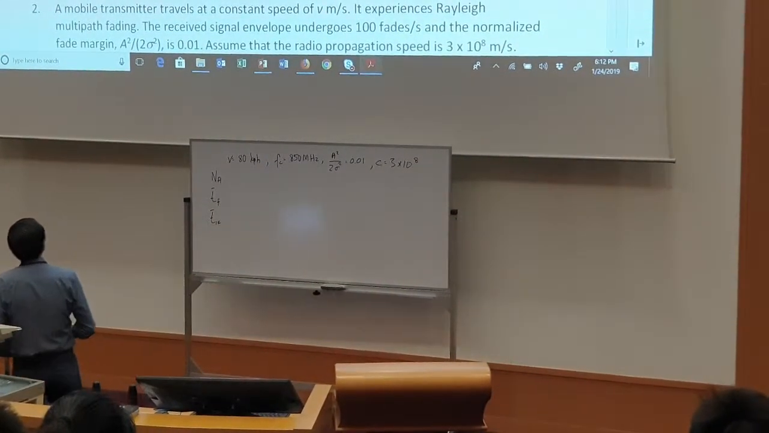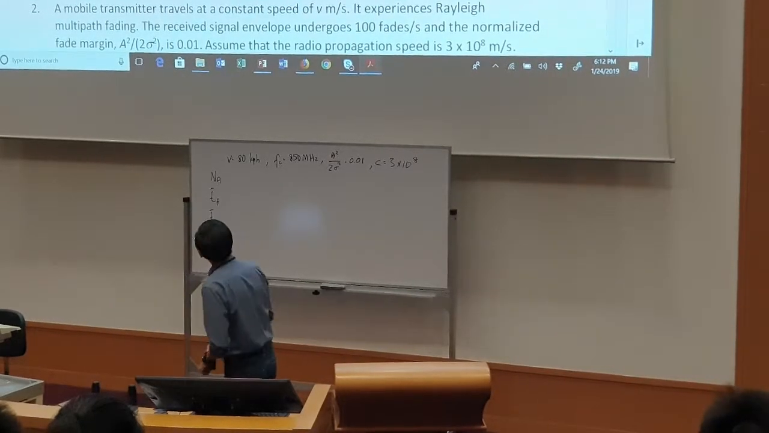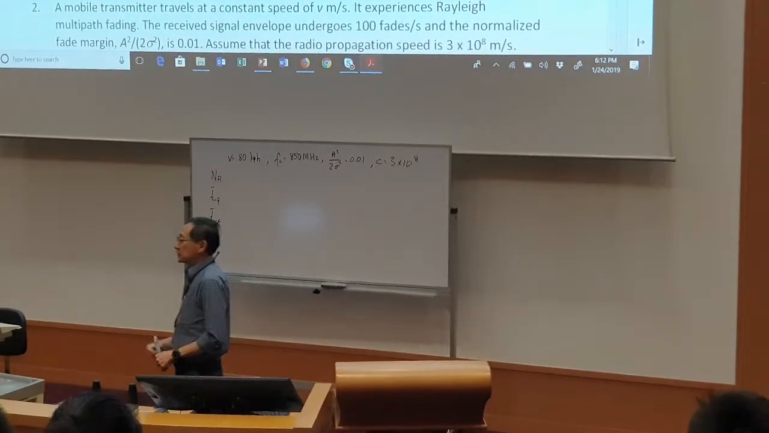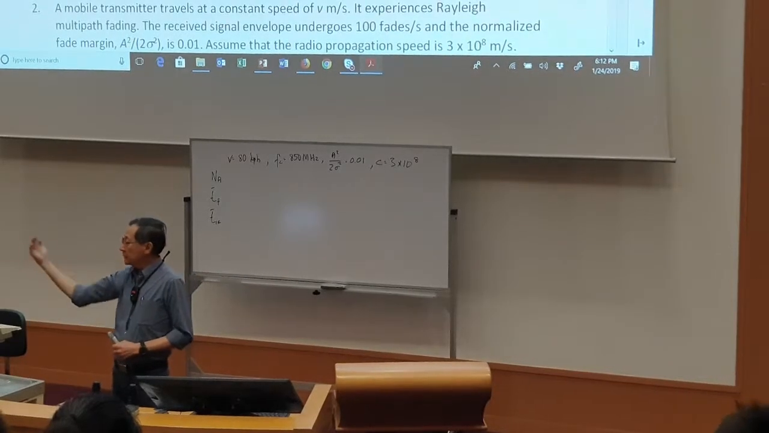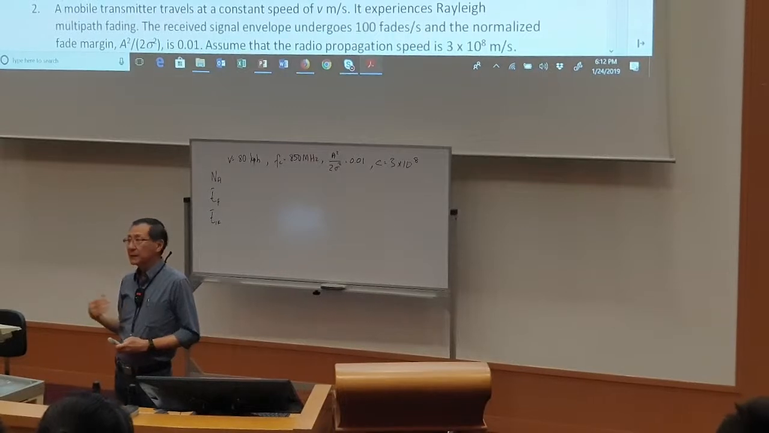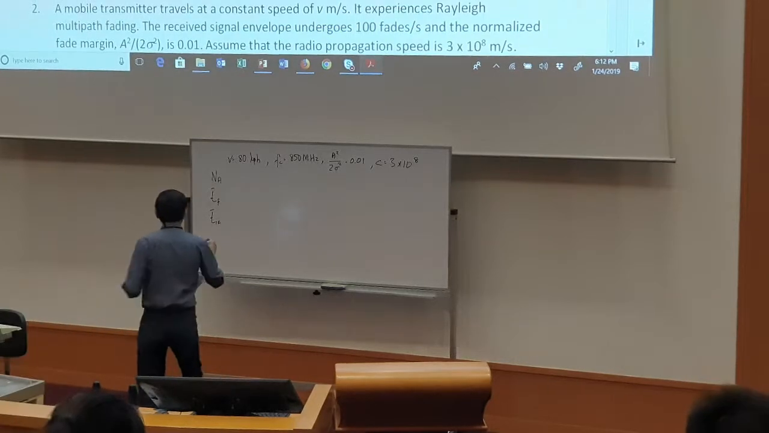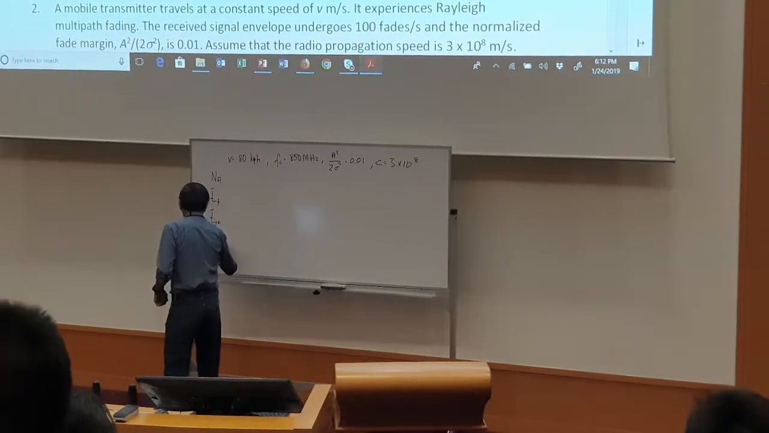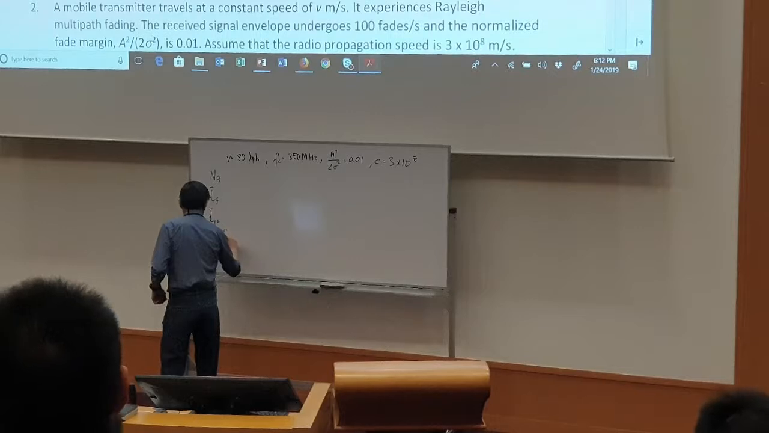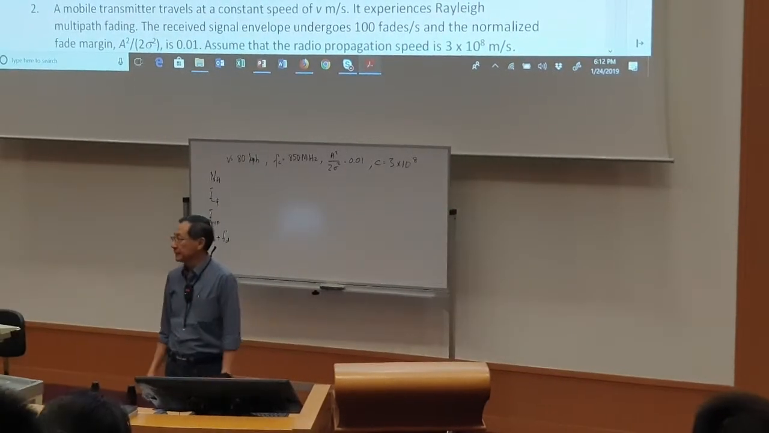Part D, determine the received carrier frequency if the mobile is moving directly towards the transmitter. If the mobile is moving towards the transmitter, you have this Doppler effect. Whatever the carrier frequency is, it will be increased by the Doppler effect. So for part D, it will be Fc plus Fd, the maximum Doppler frequency, which you can determine.